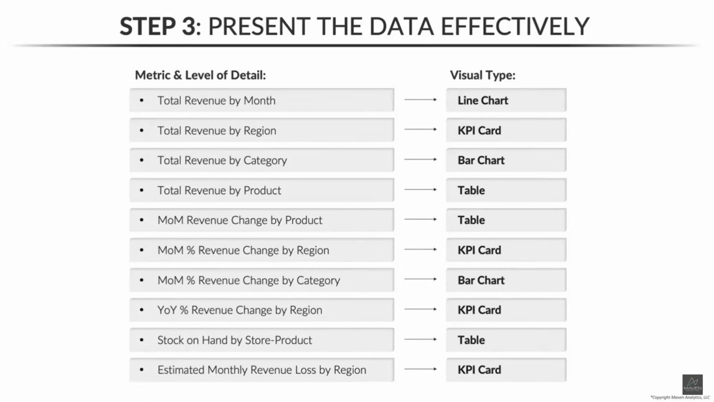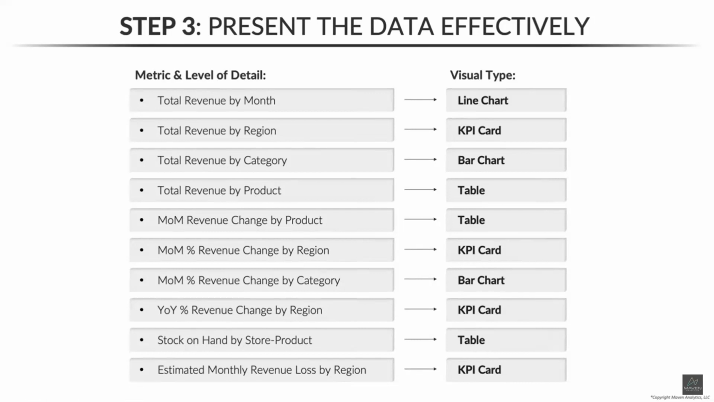Wherever you see bar chart, you will see category only. Can you see? Category, bar chart. This one. Correct or not? Stock on hand by store product is the table. And month on month revenue change by product. And total revenue by product also you are giving by table only. So that's what you need to decide.